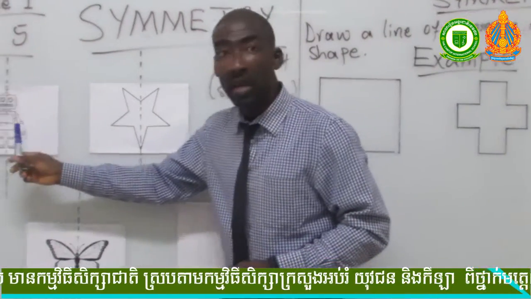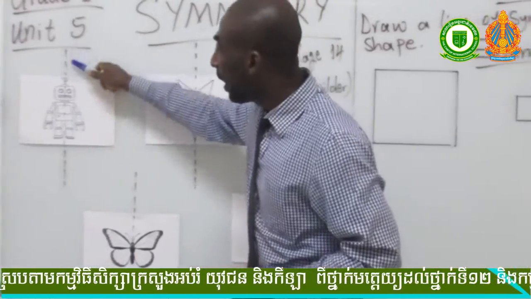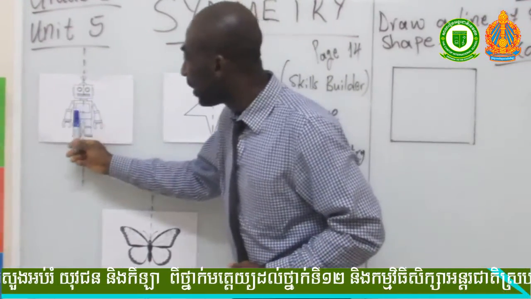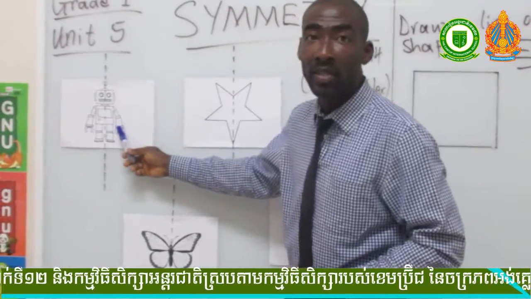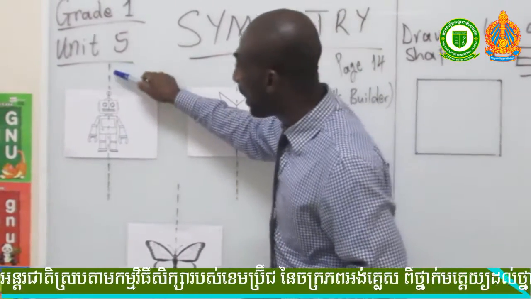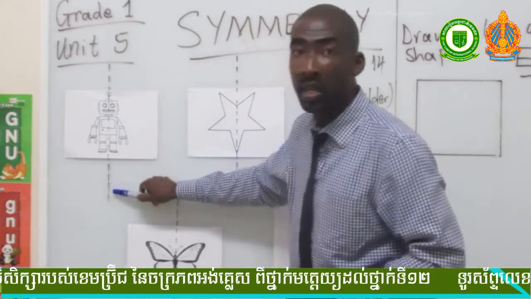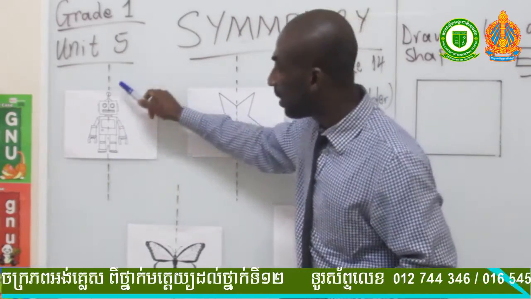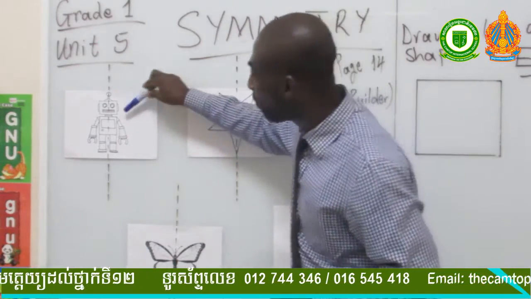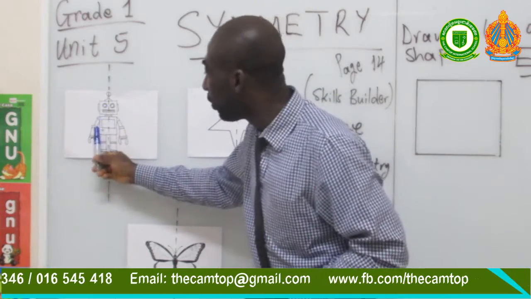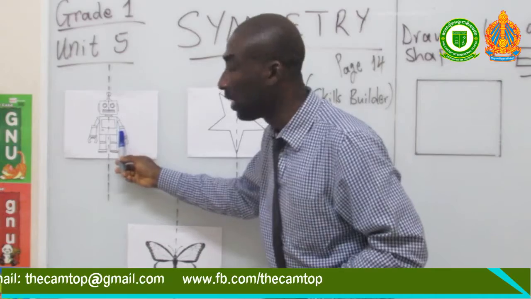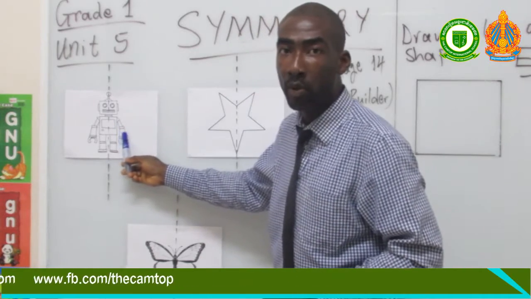So let's start from our robot here. If you look at this robot, this part of the drawing is exactly the same as this part of the drawing. So it means that our line of symmetry here is correct, and it is right. This portion is the same as this portion. So this portion is showing a reflection of this other portion.